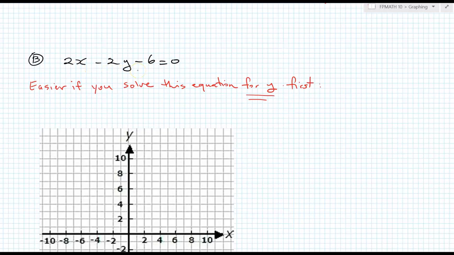You can just start with the table of values, put random values of x in there, and then get some values of y and plot. That's okay too. But I'm going to actually solve this for y first.